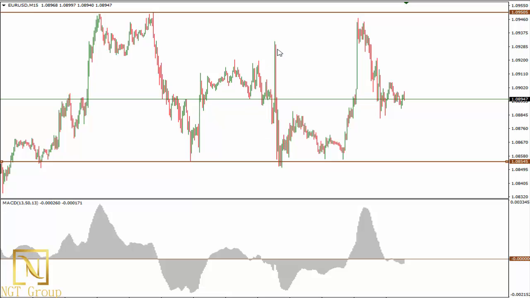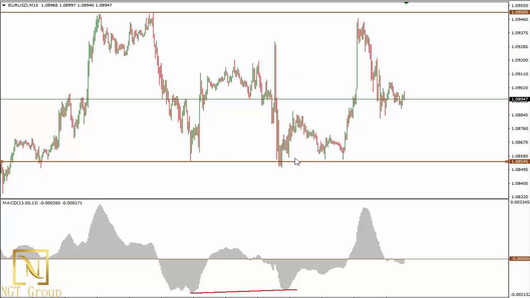So what we have here is a false break off of a support level, and what follows false breaks? Divergence. If you have a bar that you believe is a false break and divergence does not follow it, 9 times out of 10, it's not a false break. So make sure you keep that in mind. I always make sure I keep that in mind when I'm trading.